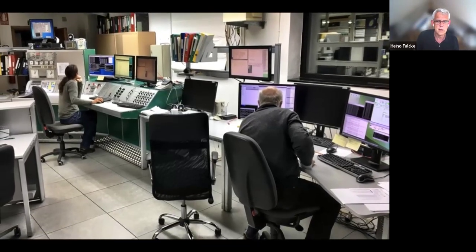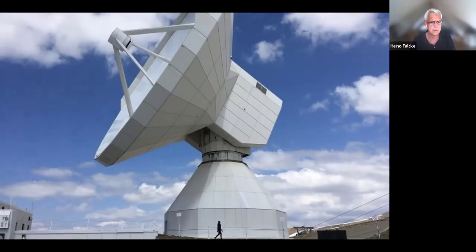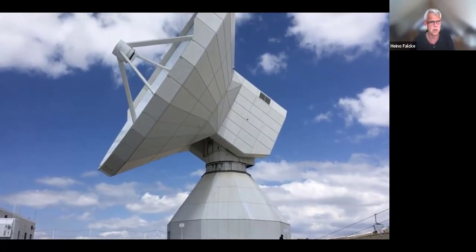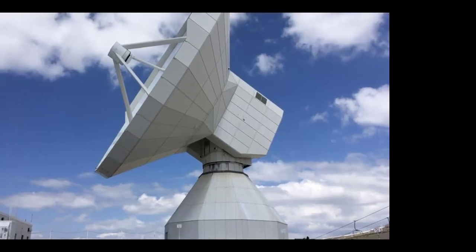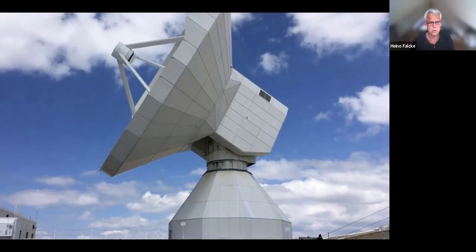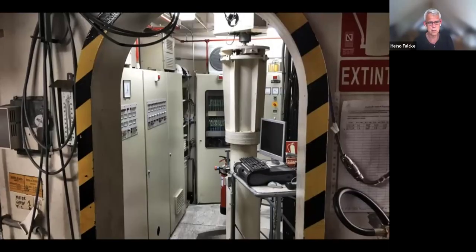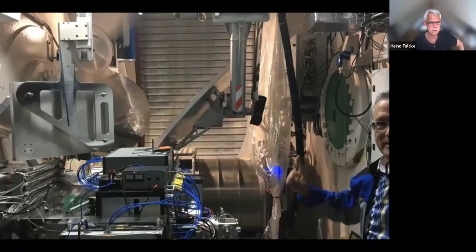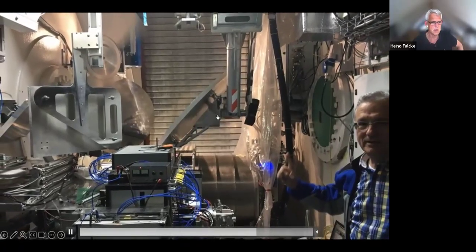This is a control room. Thomas Krichbaum on the right. This is a telescope, 30-meter diameter, really a big dish, operating up to 0.8 millimeters. Some clouds there, but actually this was clearing up. This is the inner part of the telescope. This is where the receivers are.